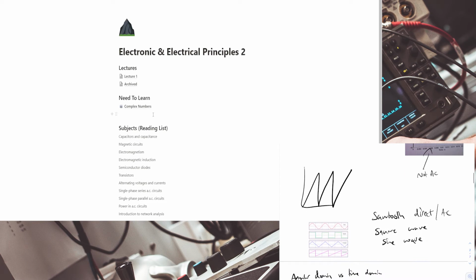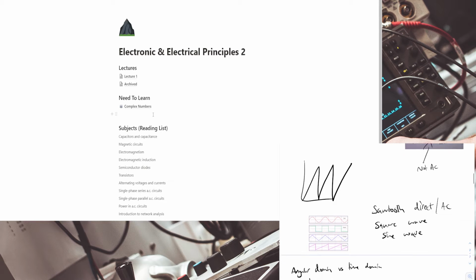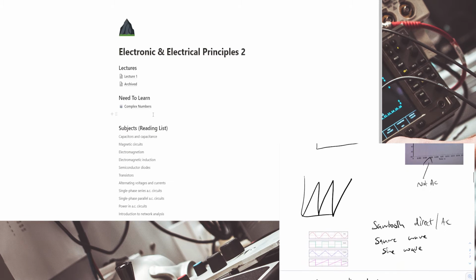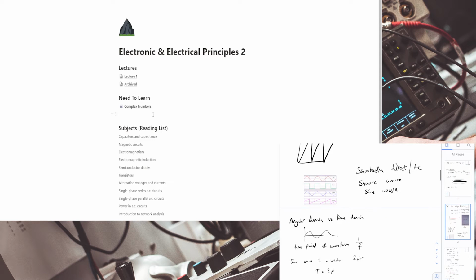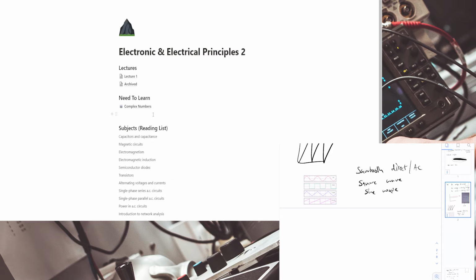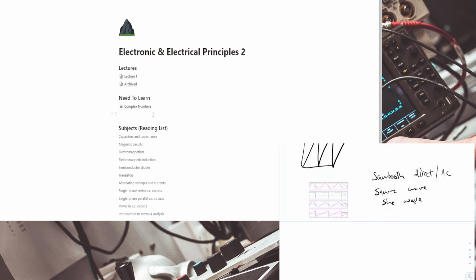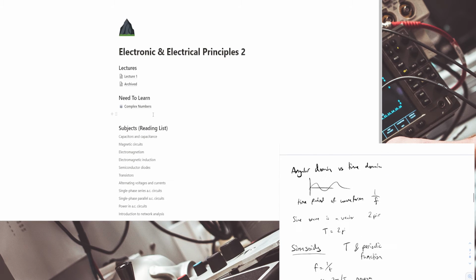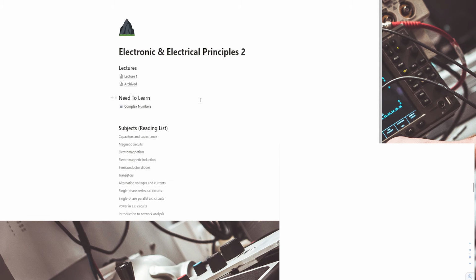Then he went to sawtooth, direct AC, square wave, and sine waves, and you just lost me there. So what I do now is, here on my notes, I'll add a page here. Because when you're taking notes, it's all rapid, you're just writing, and the lecture's going at 1,000,000 miles per hour, so the notes end up being rubbish. So I try and always correct my notes.